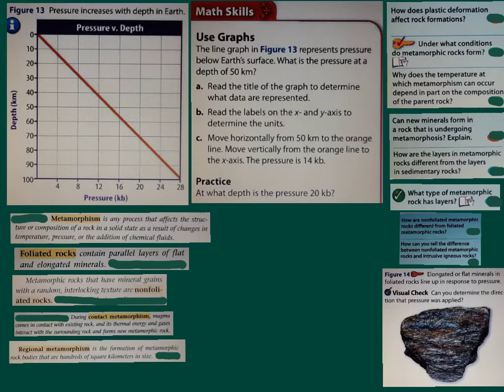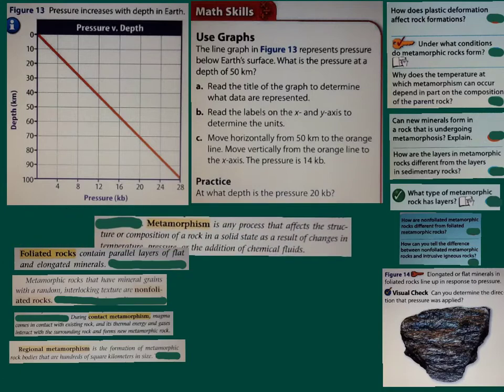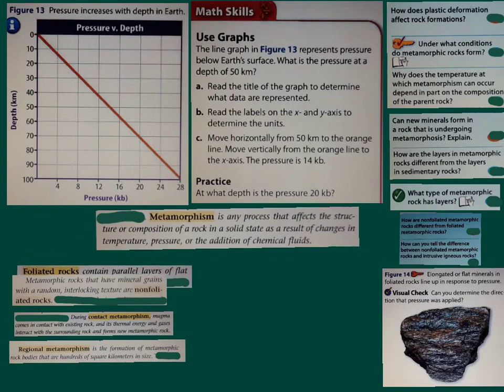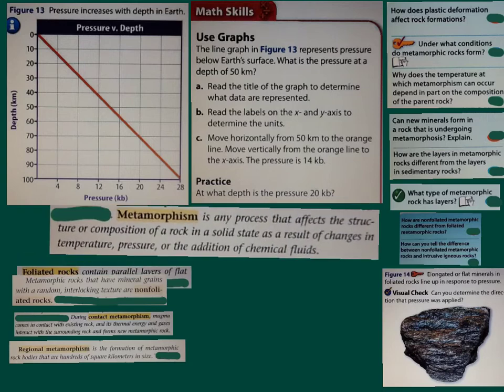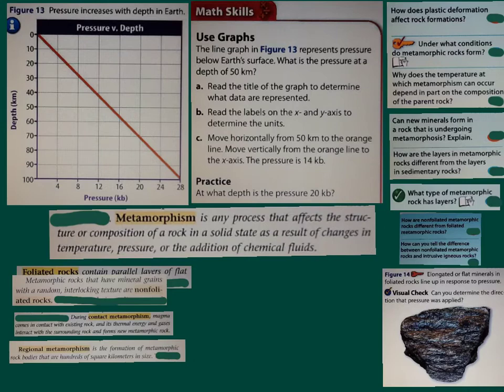Metamorphism is any process that affects the structure or composition of a rock in a solid state as a result of changes in temperature, pressure, or the addition of chemical fluids. Most metamorphic rocks form deep within Earth's crust. Like igneous rocks, metamorphic rocks form under high temperature and pressure conditions. But unlike igneous rocks, metamorphic rocks do not crystallize from magma. Unlike sedimentary rocks, metamorphic rocks do not result from erosion and deposition.